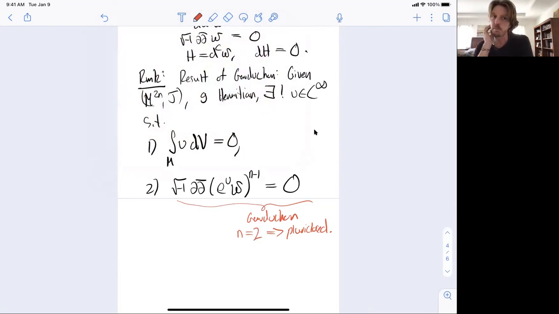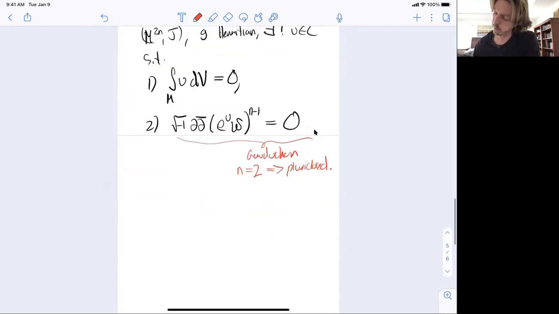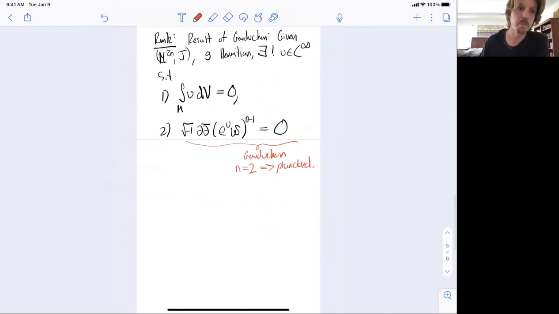Okay. So yeah, in the case of complex surfaces, you can always take any Hermitian metric and then conformally modify, and you get something that satisfies this pluriclosed condition. Okay.